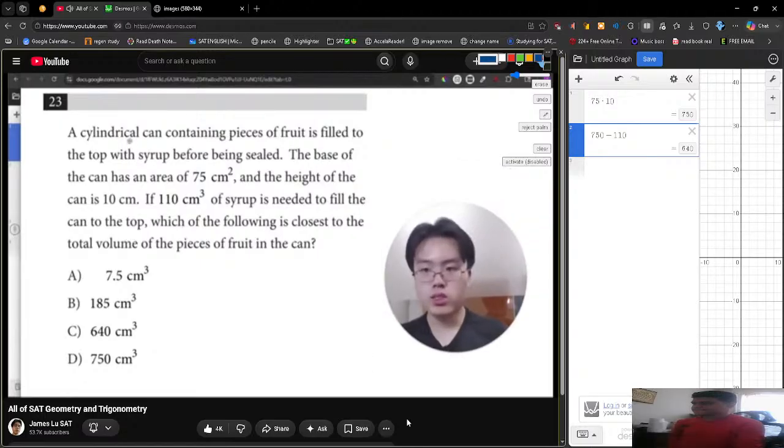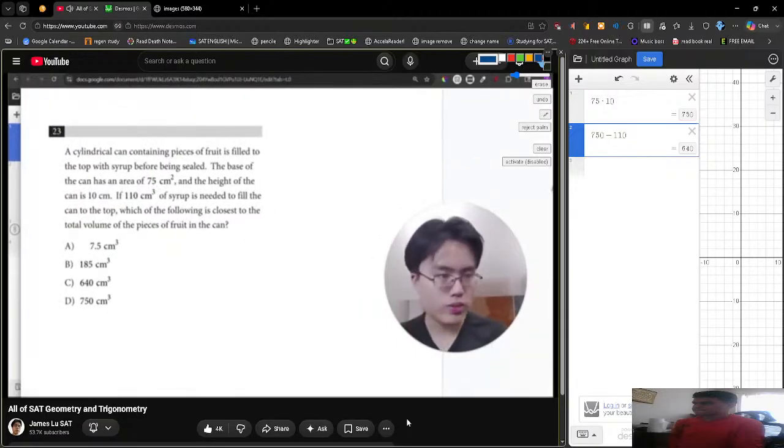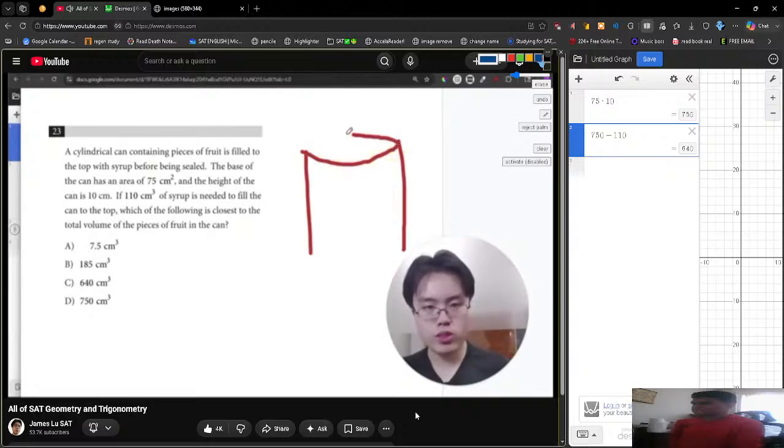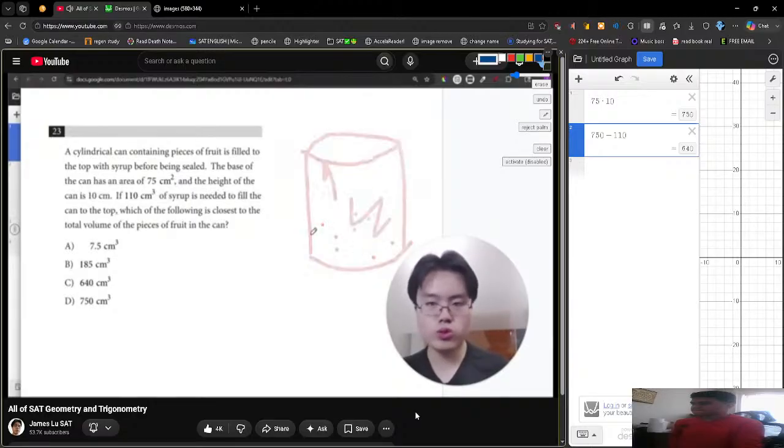This says a cylindrical can. There's no diagram, so I have to draw it out. A cylindrical can containing pieces of fruit is filled to the top with syrup before being sealed. So basically there's a cylinder, and the only things inside are fruit and syrup. I'm just going to put dots as fruit. There's a bunch of fruit and a bunch of syrup inside.